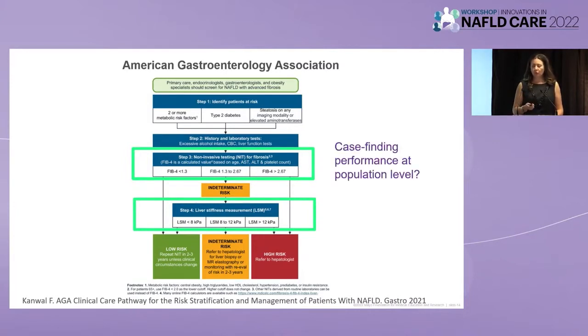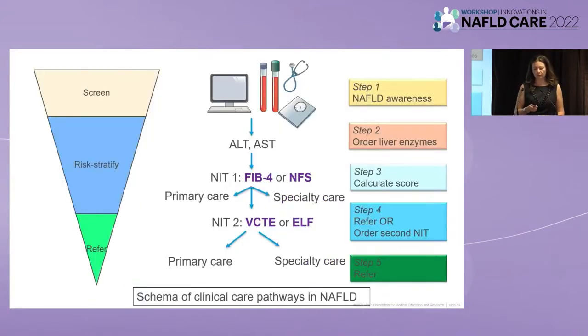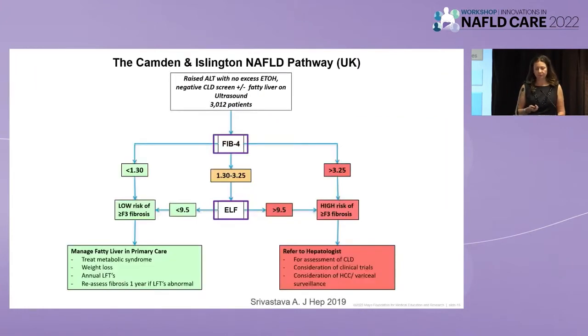But we don't know what the case-finding performance at the population level is yet, and we do not know what the impact on healthcare utilization is. Important as we move forward. So back to that schema, replace NIT1 with either FIB4 or NFS, and then NIT2 with FibroScan or ELF. This is the big picture that we have today.